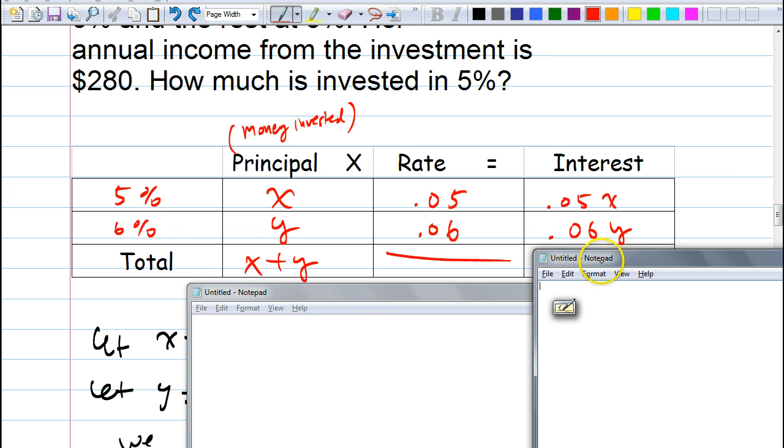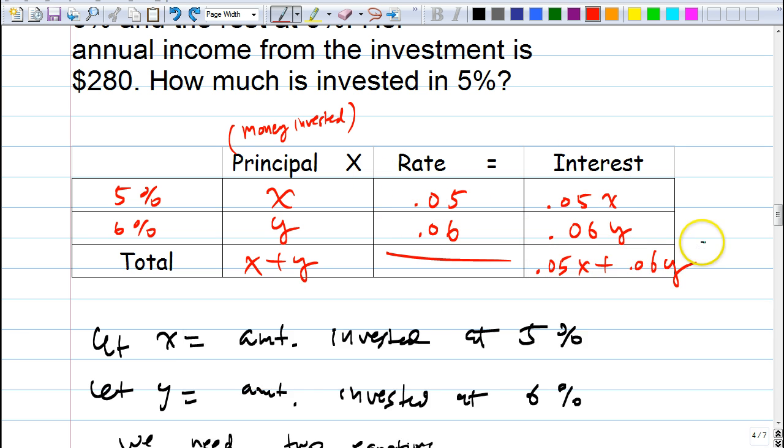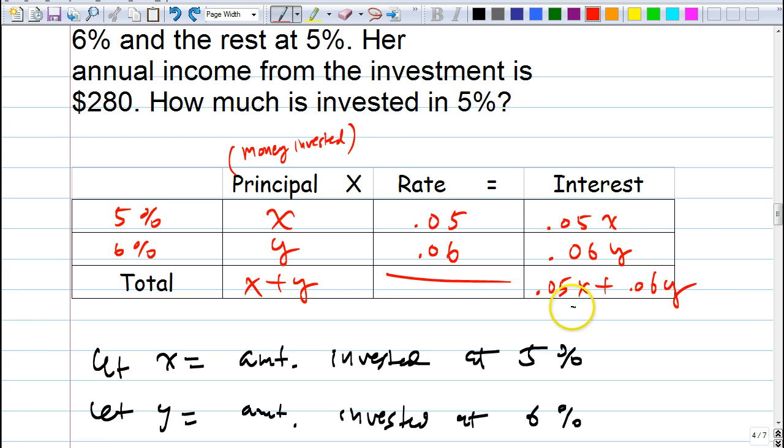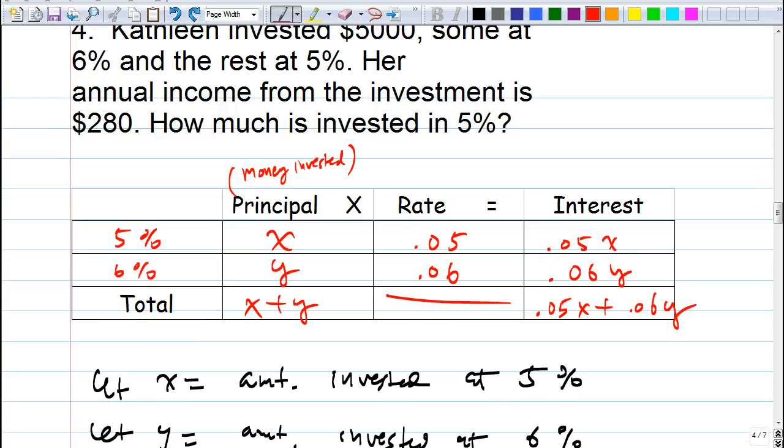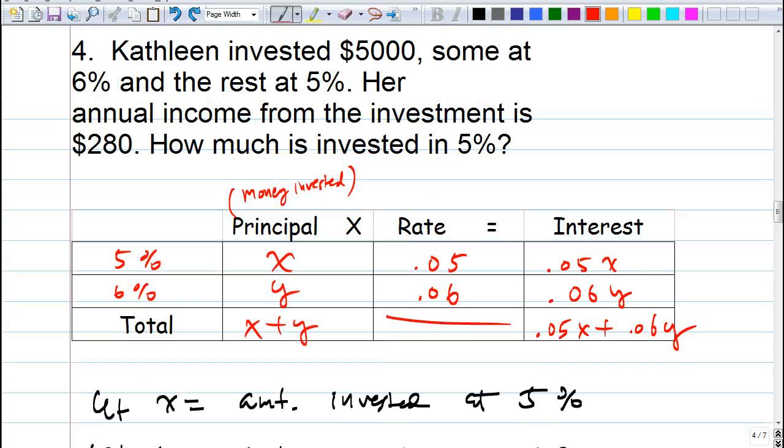And then for the interest, meaning the amount of money the person earned, could we write that as a total? Yeah. Well, we know it's 280, but right now, in terms of the chart, we're just going to add these together. Does that make sense? So we're going to add 0.05x plus 0.06y, and you're right, Chuck. That equals to what? 280. That's going to give us one equation, and of course, x plus y equals to what? 5,000. That's going to give us another equation.